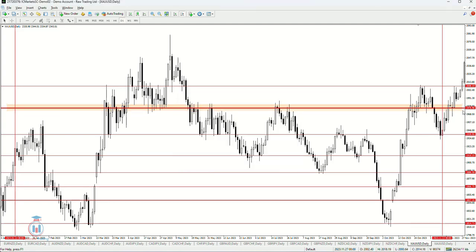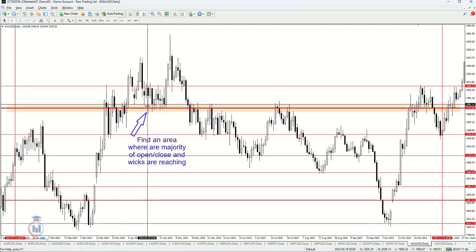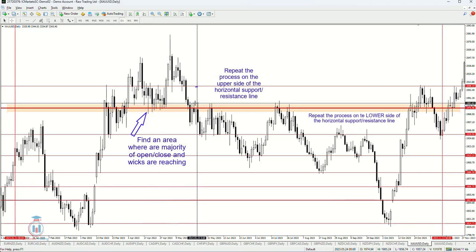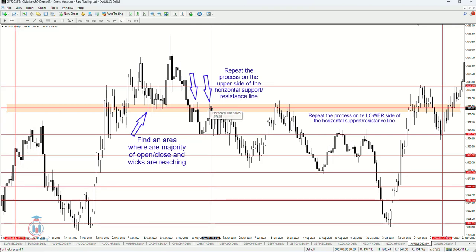Take a look here. We will check the lower side of this horizontal line. This line has an area where the price is touching with the open and close, with the wicks sometimes going through this line, but on the upper side we have open and close. Then we have wicks here. Here is the wick, and here is the open and close.